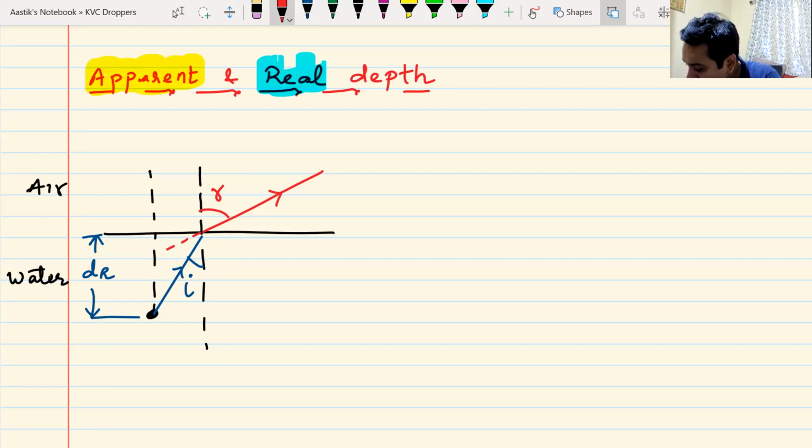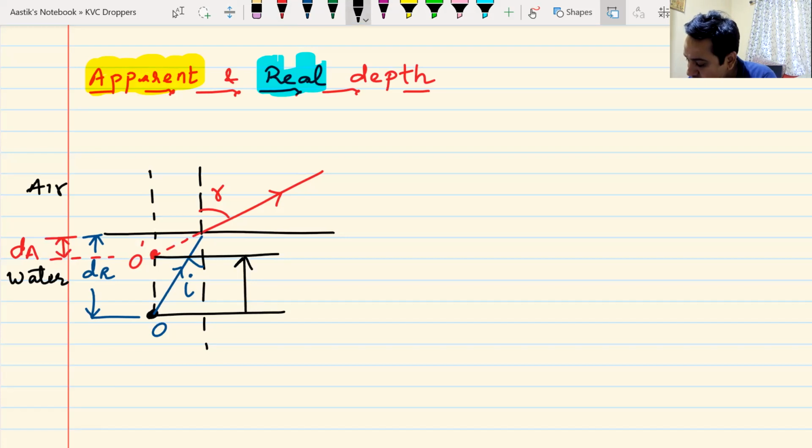Now, if I retrace this ray r, the original object was O, but the object will not appear at the point O, it will appear at the point O dash. Yes or no? This depth of the point O dash is known as apparent depth, dA. Are you getting my point? dr is the real depth, dA is the apparent depth. And the distance between O and O dash is known as the shift. How much it has shifted. And this is nothing but d real minus d apparent in this case.